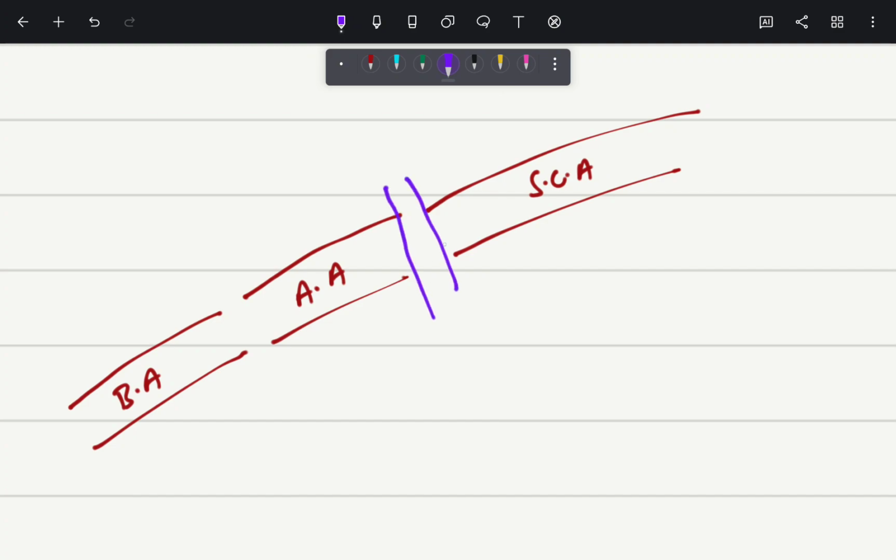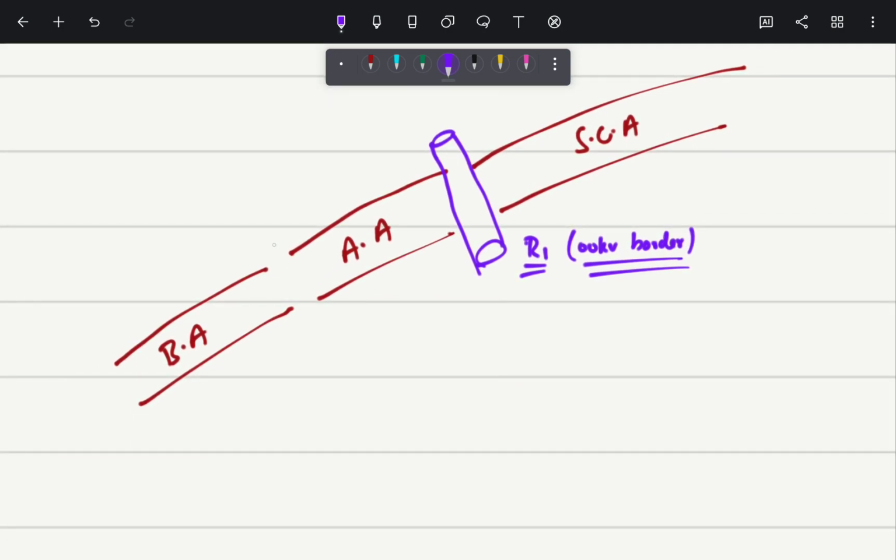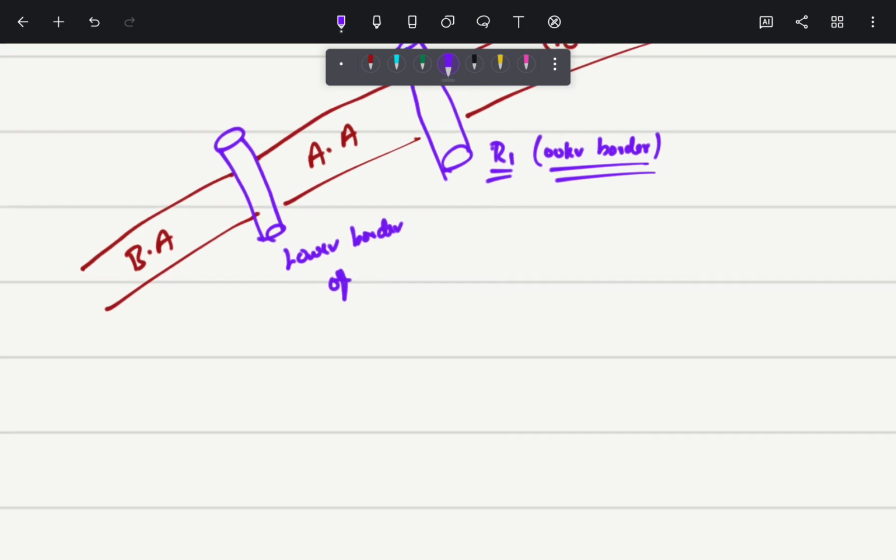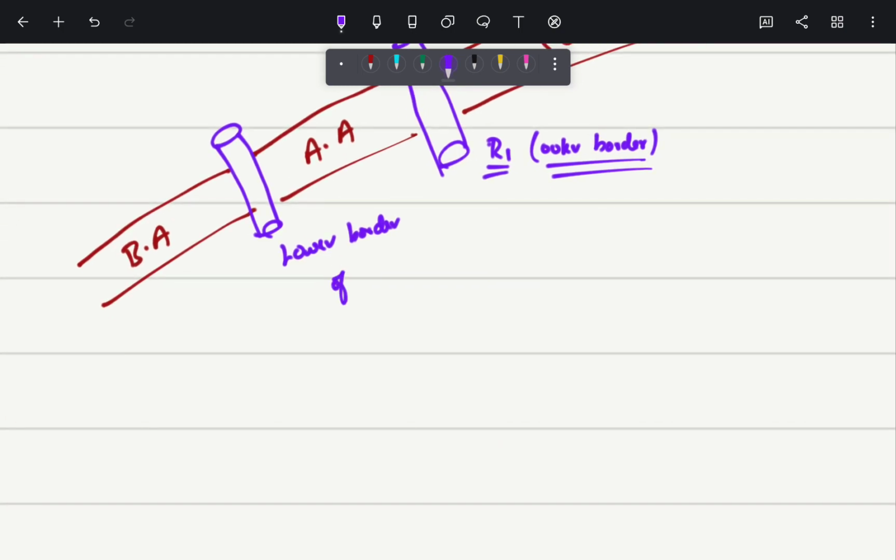So the subclavian artery at the rib number 1 outer border is going to continue as your axillary artery, and similarly the axillary artery is going to continue as brachial artery at the lower border of teres major.